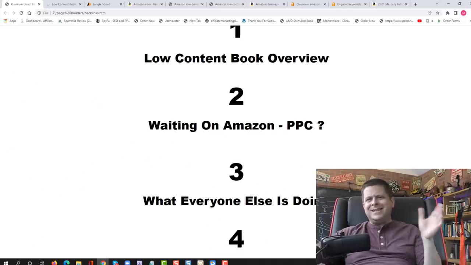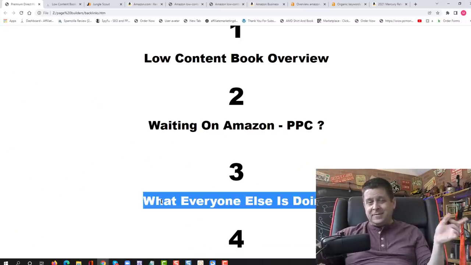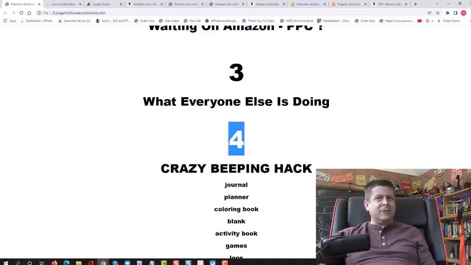Which is why you don't want to do what everyone else is doing. You want to use my super stealth method. And that brings us to number four, my crazy beeping hack.